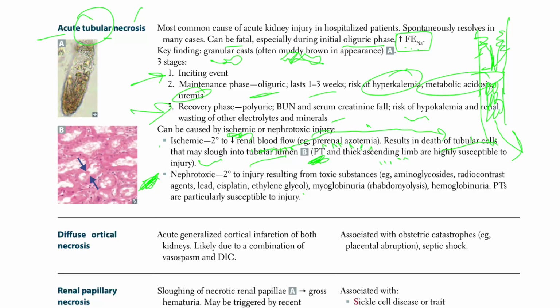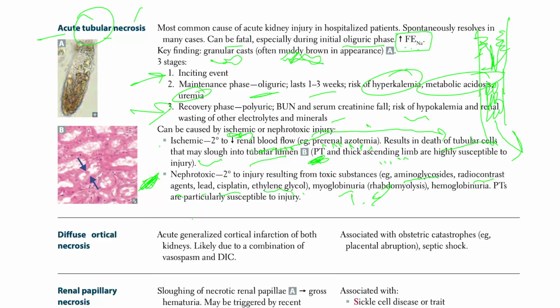But the second thing is the nephrotoxin. What nephrotoxins are we looking for? That is the injury resulting from toxic substances like aminoglycosides. Very important. Radiocontrast agents, lead, cisplatin, ethylene glycol, myoglobinuria that comes from rhabdomyolysis, or hemoglobinuria.